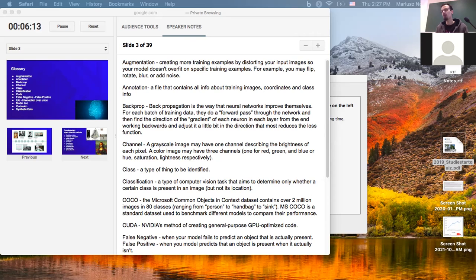Channel, a channel in this regard, is a color channel. This is, for example, RGB. Most color images operate in three channels, while black and white images operate in one.